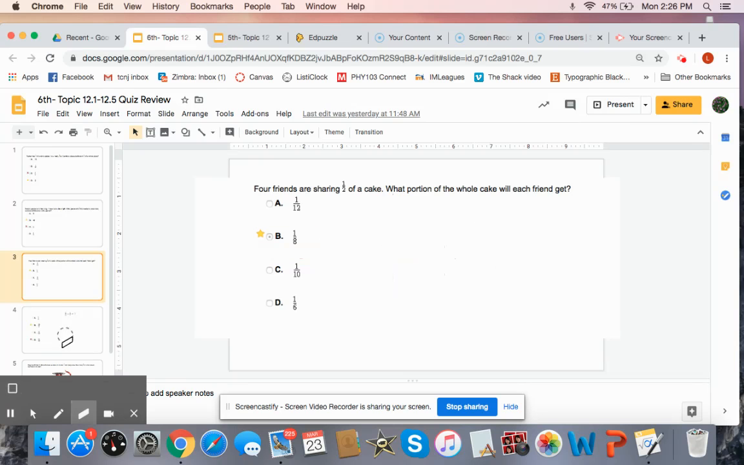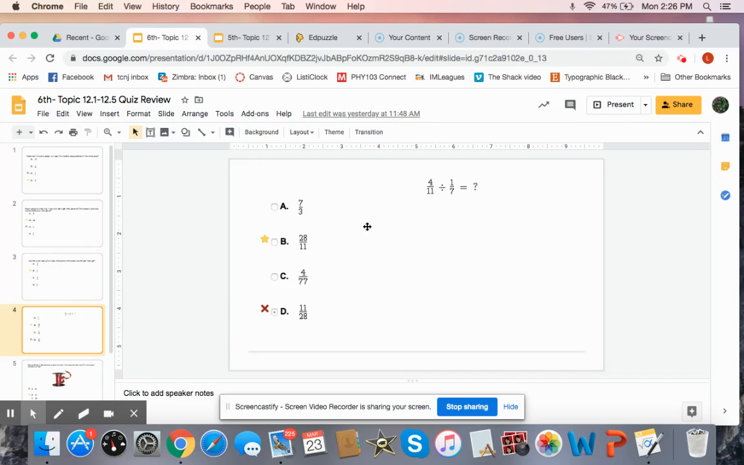All right, so let's look at the next problem. This is just a classic keep, change, flip problem. Keep whatever's first. So 4/11ths. Change the division to multiplication. Flip 1/7 to 7 over 1. And if you multiply straight across, you get 28/11ths. So this person, they probably did not flip, or they did it the opposite way. Something with their flipping, they got the incorrect answer. Always keep whatever's first, change in the middle, flip the last one.